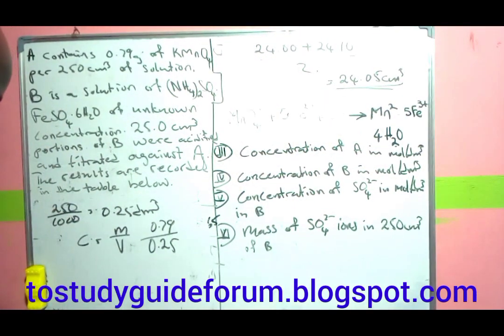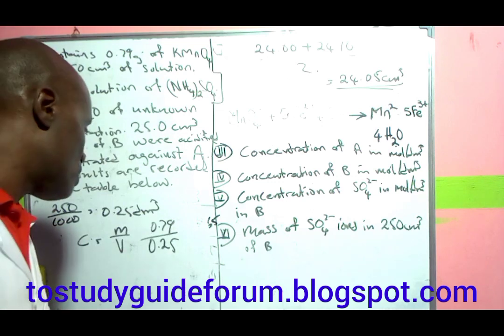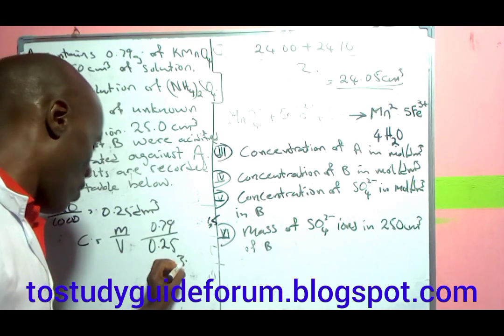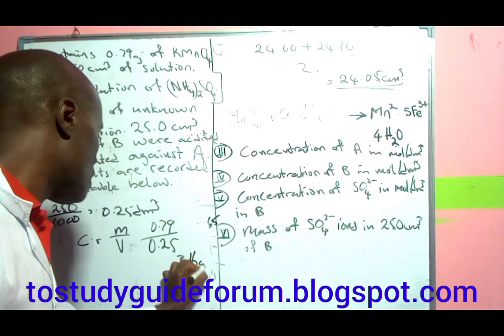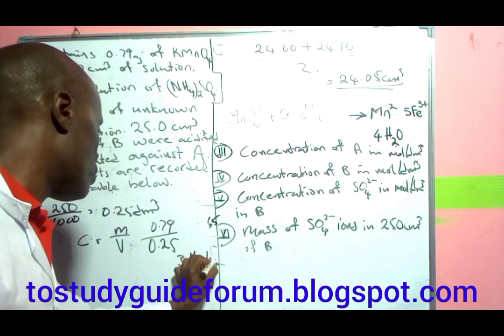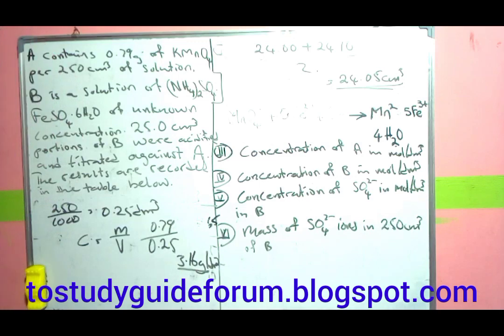So when we divide it through, using our calculator, what we have is 3.16 gram, we can say, per dm cube. This is not the end of the calculation. It's not the end of the calculation.